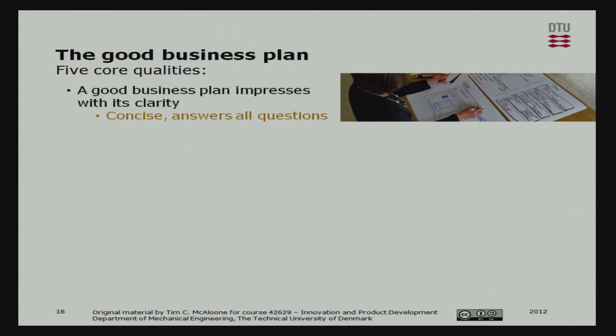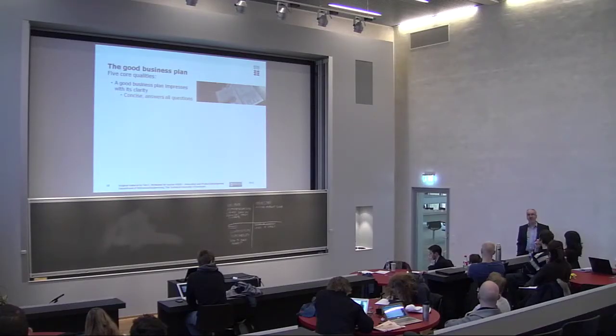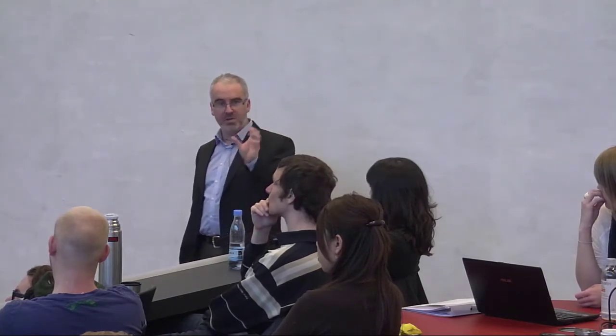The first one, of course, is its clarity. This may be obvious to state, but you would not believe the number of business plans I've seen which are completely impossible to understand because they're so deep down into a particular domain that the person writing the business plan has forgotten who the reader is. So it's very concise and it answers all questions. Appendices are great in business plans. Keep the main part of the business plan extremely short and concise, and anything that goes into any depth or needs more of a technical description, put it into an appendix.